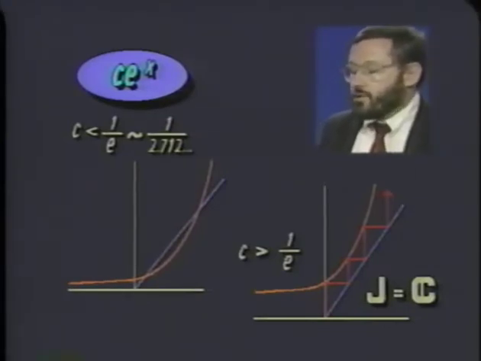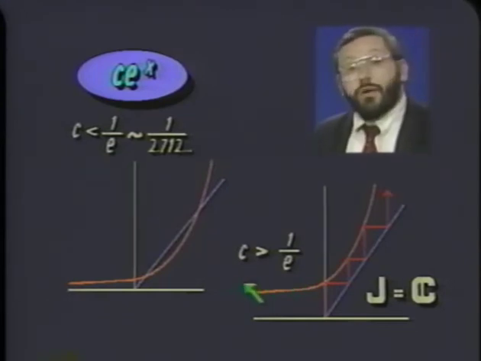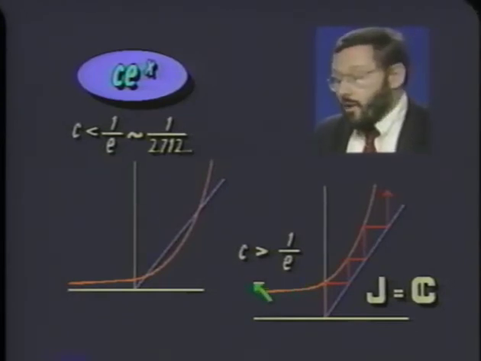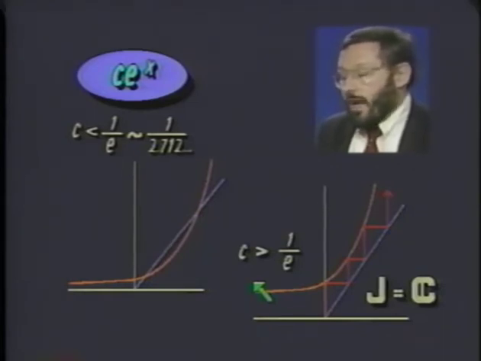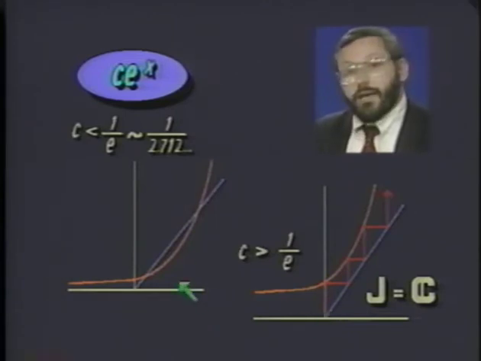I've drawn here 2 graphs of the exponential function, a constant c times e to the x, one in the case where the constant is less than 1 over e, and one in the case where the constant is greater than 1 over e. Notice that as we lower the parameter value c, the graph of the exponential function eventually decreases so that it's tangent to the diagonal and then pierces the diagonal.